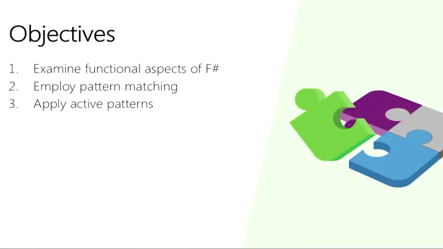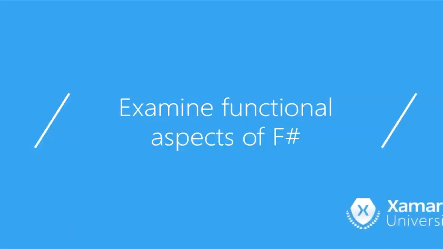We're going to be quickly looking at some of the core functional aspects of F#, things you've briefly seen in previous courses but haven't really completely explained. Then we'll be diving into a very useful feature of F#, and that's pattern matching. Let's start by covering some of the functional aspects of F#.